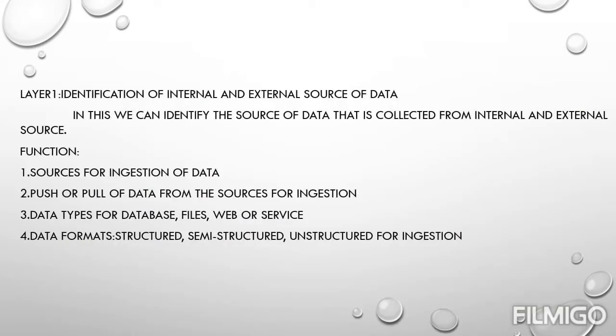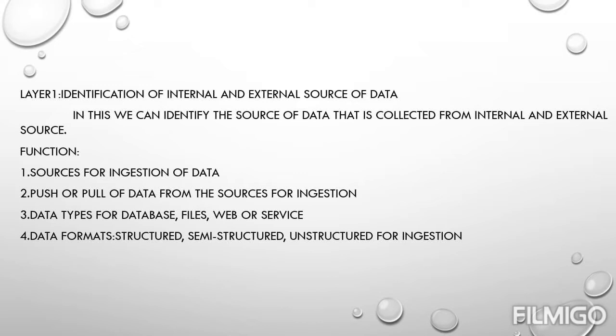Layer 1. Identification of internal and external sources of data. In this, we can identify whether the data is collected from an internal or external source. Internal source means the data is collected from our surroundings. Example, in a company, we can get the employee ID, name, salary. This is called an internal source. External source means data from outside, that is social media, Facebook, Google, Twitter, etc.